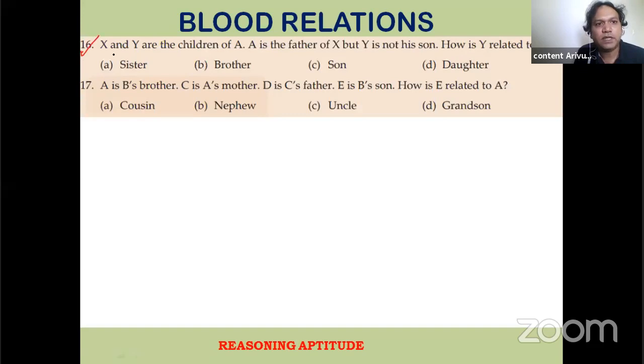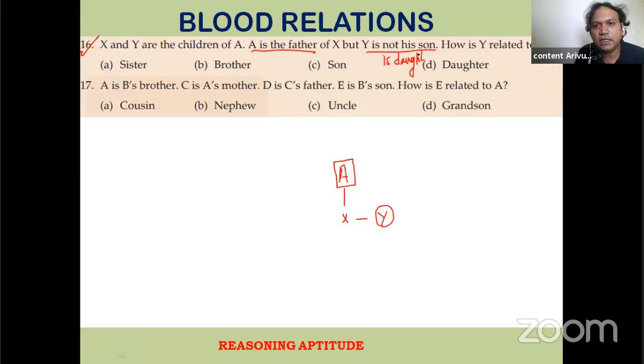Let's look at 16th first. X and Y are the children of A. So A has two children, X and Y. We don't know the gender of any one of them right now. Now A is the father of X. A is the father, so A is a male. A is the father of X, but Y is not his son. That means Y is the daughter. If Y is not his son, that means Y is daughter. Right?